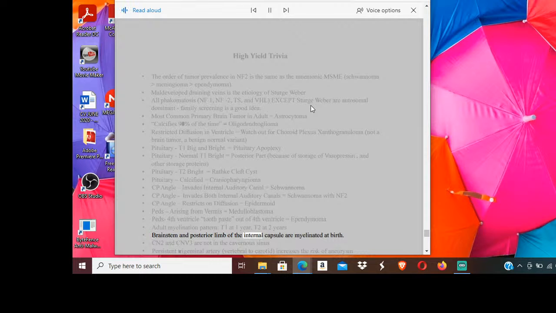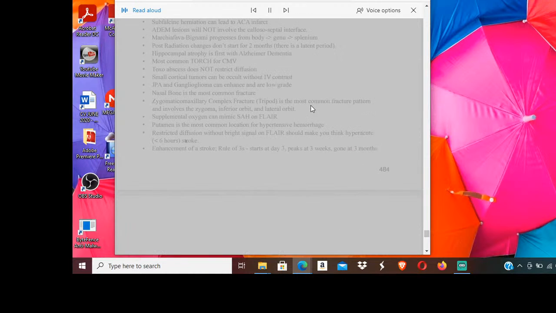Brainstem and posterior limb of the internal capsule are myelinated at birth. CN2 and CN V3 are not in the cavernous sinus. Persistent trigeminal artery, vertebral to carotid, increases the risk of aneurysm. Subfalcine herniation can lead to ACA infarct. ADEM lesions will not involve the callososeptal interface. Marchiafava-Bignami progresses from body, genu, splenium.